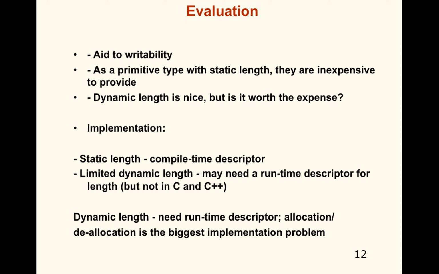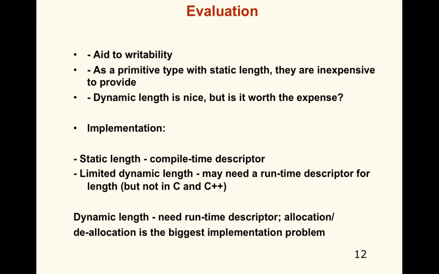So the evaluation of all of these different choices: if you do support a string, well, it does aid in writability. You just write the word string, and you don't have to create a character array or a character pointer. As a primitive type with a static length, they're inexpensive to provide. Well, yeah, it's pretty easy to do. I mean, by inexpensive, it means there's not as much work. We can create a primitive out of it. It works quite well. It does have a static length, but it's equivalent to an array.